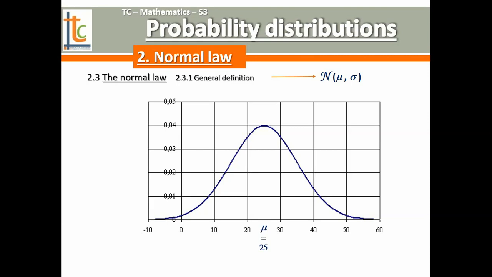First, the central position corresponds to the mean. So I took here the law N(25, 10). So the mean is 25, the standard deviation is 10. I can place on the right and on the left the value of the standard deviation, 10. So 25 plus 10 will lead to 35, and 25 minus 10 will lead to 15 here.